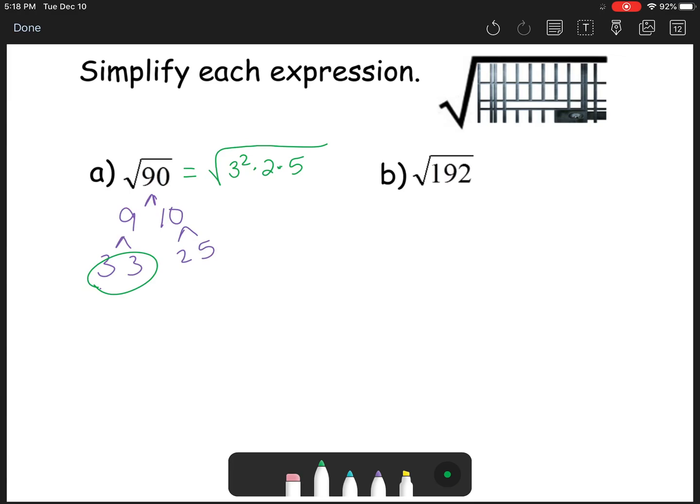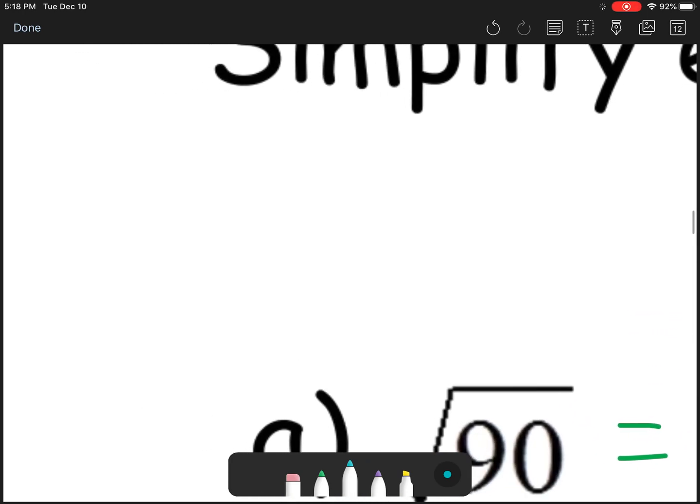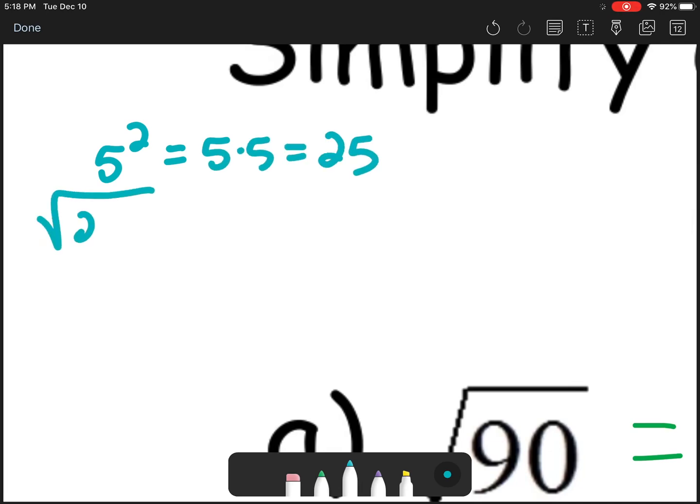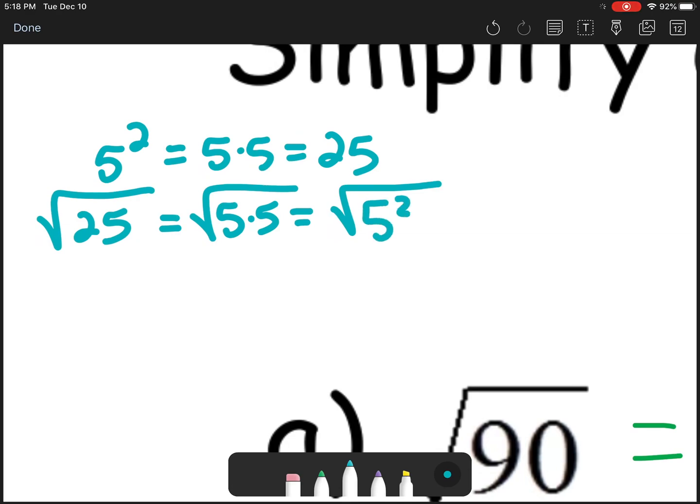So remember we were talking about opposites. So our radical is the opposite of our square root. So really fast, just a side note here, if we had 5 squared, that would be 5 times 5, which is 25. If we want to take the square root of 25, well, that means we're taking the square root of 5 times 5, which is the square root of 5 squared. And since these are opposite, they undo each other.